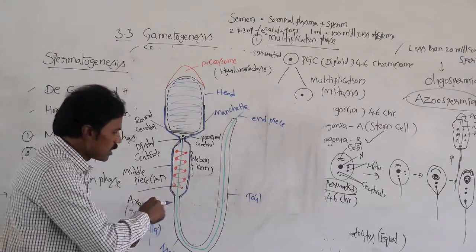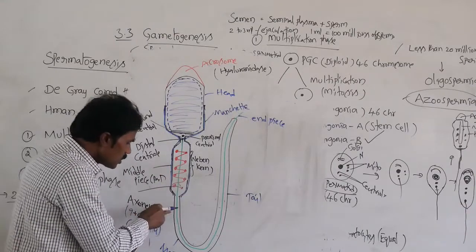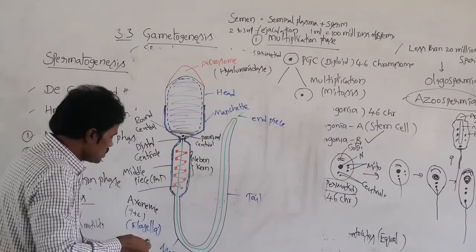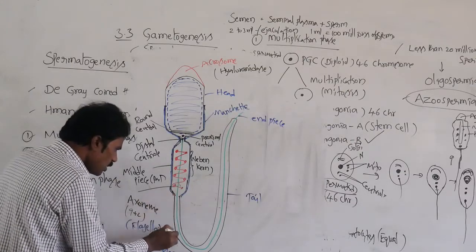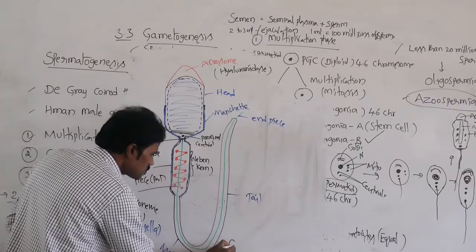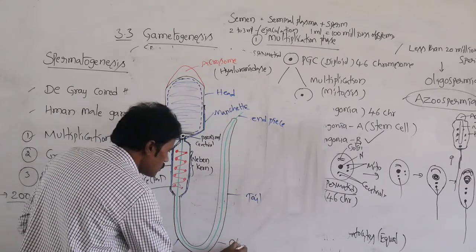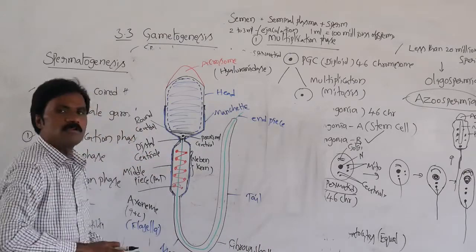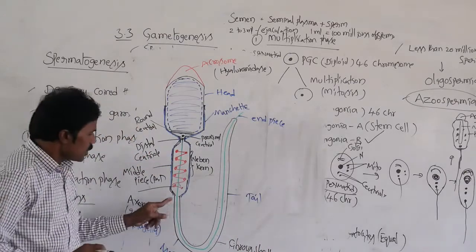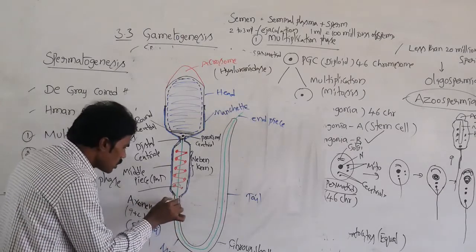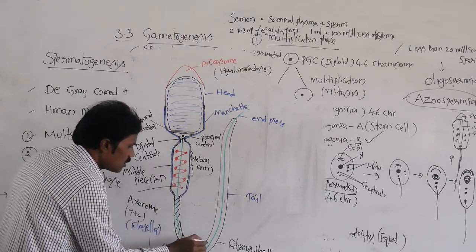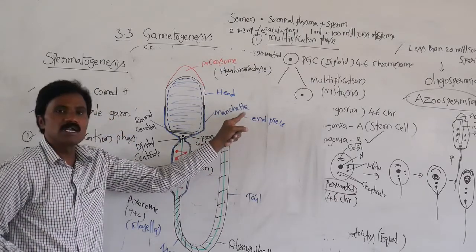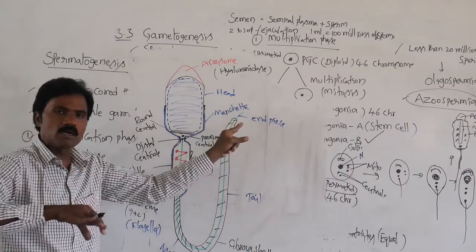The flagellum acts as the tail for changing direction. The main piece is covered with the fibrous sheath, from here to here, up to there. The end piece, terminally, is not covered at all.